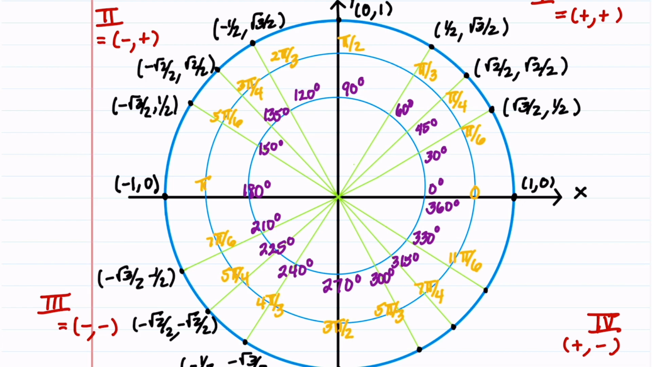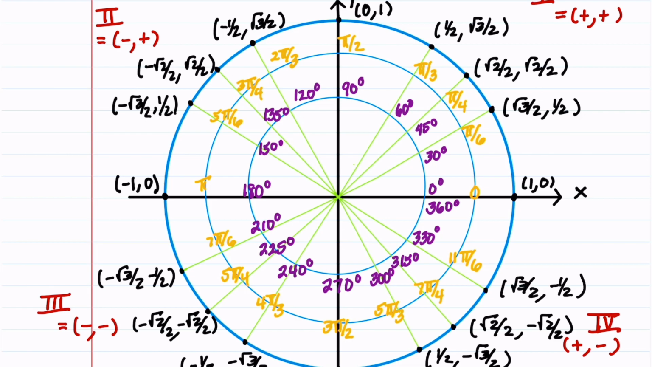So hang with me. So in quadrant 4, the values are the same as in quadrant 1, but the y value is now negative. So this value is 1/2, minus root 3 over 2. The next value is root 2 over 2, minus root 2 over 2. And then our last one, yay, is root 3 over 2, minus 1/2. I would encourage you to look at the next video so that you can see the really easy way to memorize all these values.